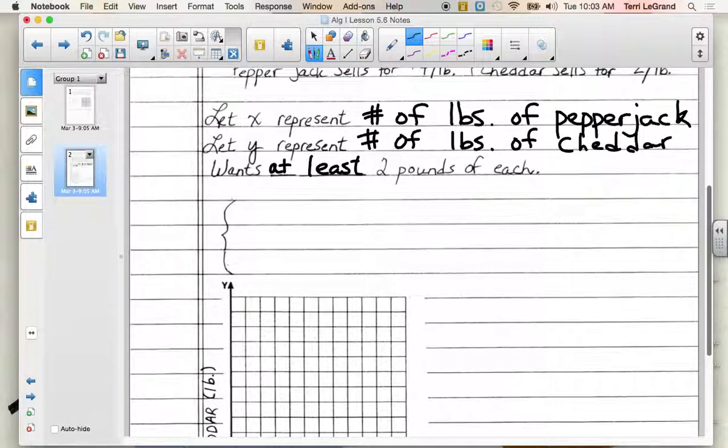Again, we already know how much the pepper jack cheese sells per pound. We know how much the cheddar does. So all we need to really do right now is say, okay, she's going to buy some cheese and she doesn't want to spend any more than $20. What inequality statement can we set up for that?